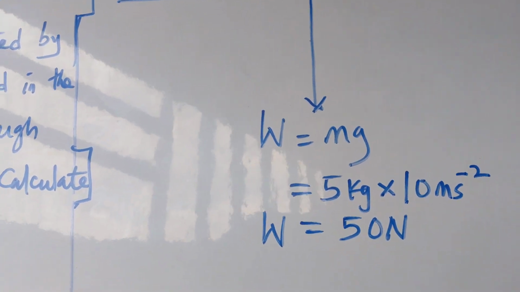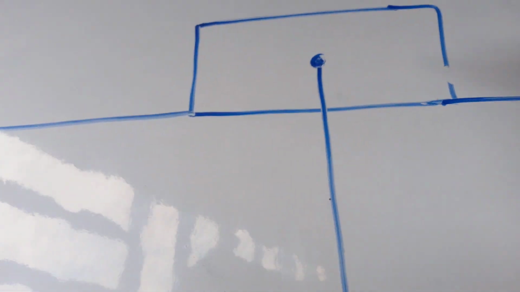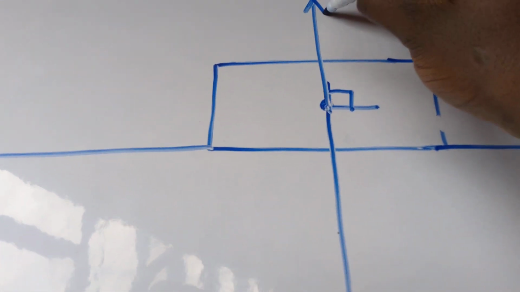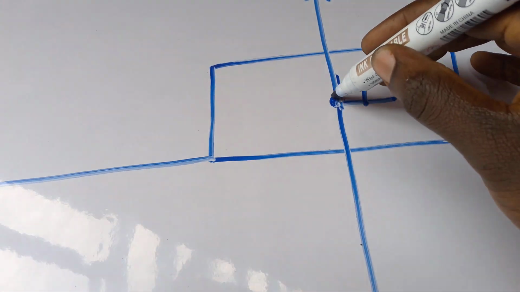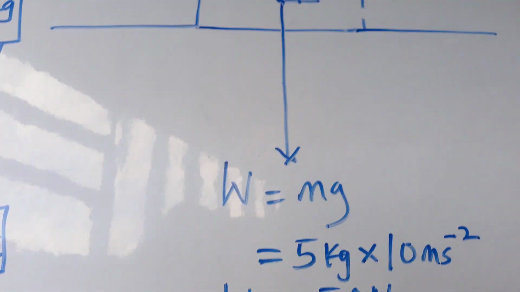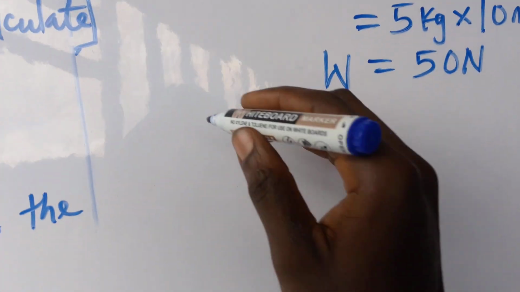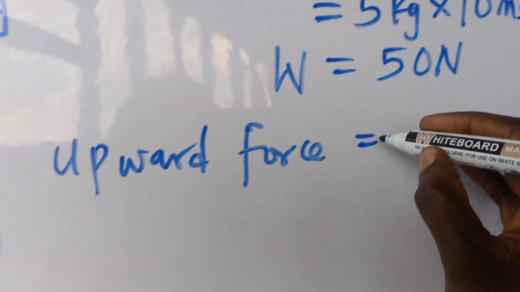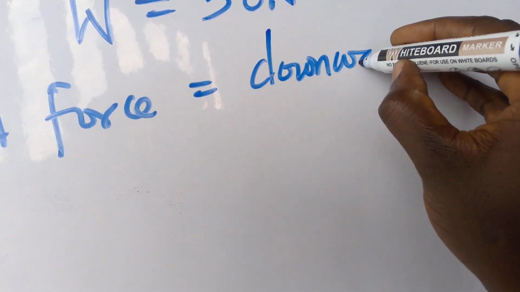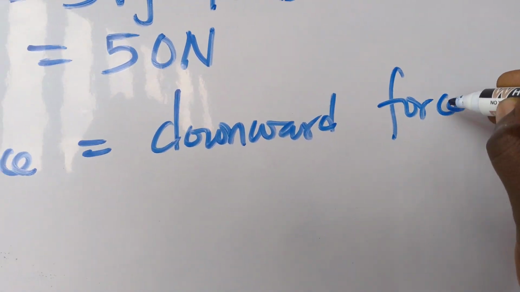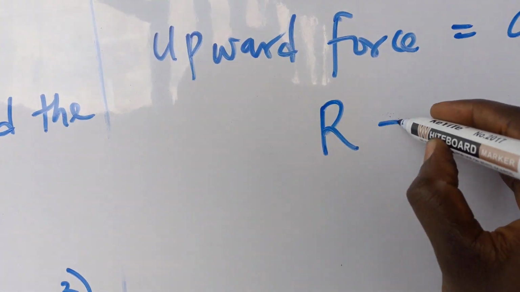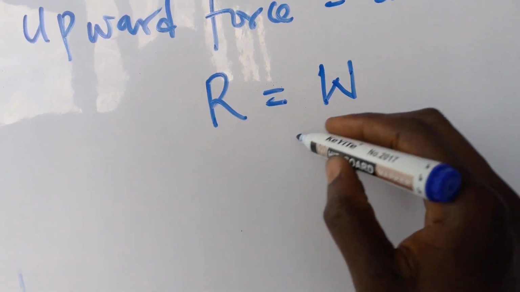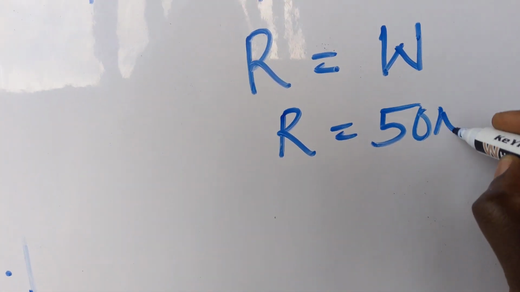Alright, now the next thing is to look for the normal reaction. Normal reaction will act at 90 degrees to the surface. So I take this as my normal reaction, going upwards, I have an arrow. Now the next thing you take is the upward forces. Upward force is equal to downward force. So the upward force there is R, the normal reaction. The downward force is the weight W. So this means that R will be equal to 50 newton.